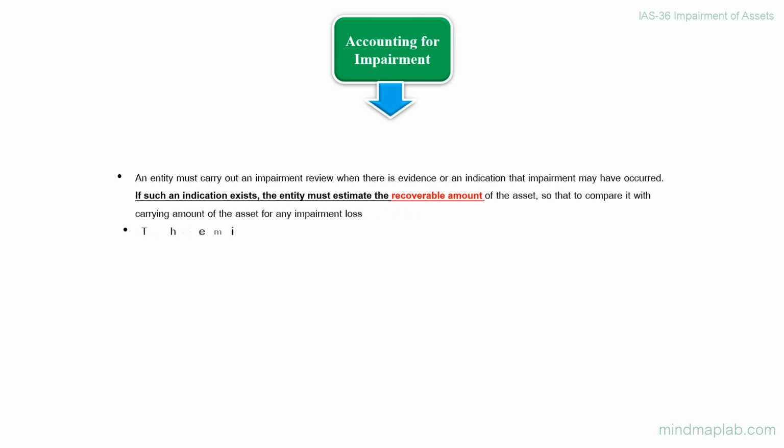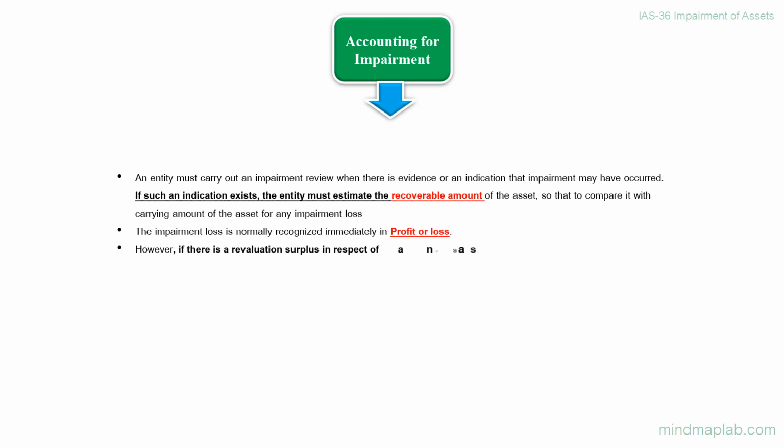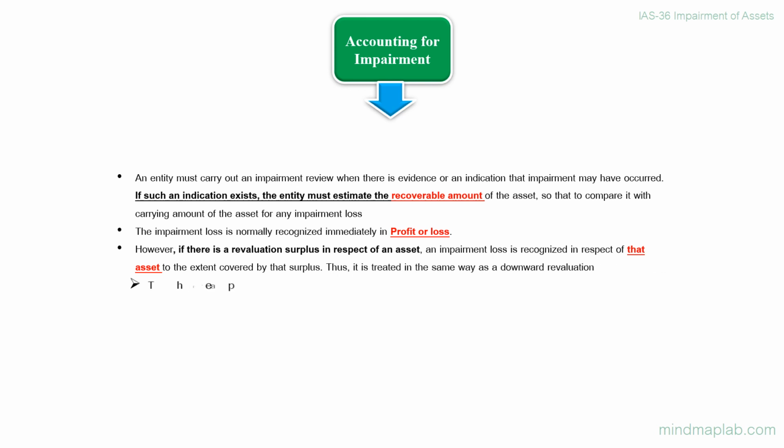The impairment loss is normally recognized immediately in profit or loss. However, if there is a revaluation surplus in respect of an asset, an impairment loss is recognized in respect of that asset to the extent covered by that surplus. Thus, it is treated in the same way as a downward revaluation. The part of impairment not covered by surplus is recognized in profit or loss.